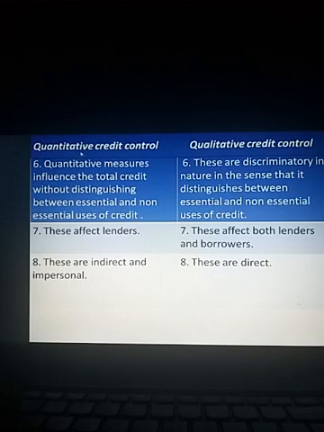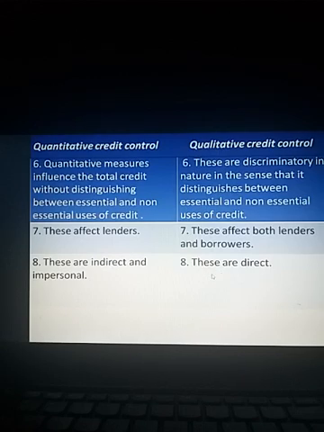Then point 7: these measures affect lenders. So quantitative measures affect only the lenders. How? When we discussed the quantitative methods, I clearly mentioned BRP, OMO, CRR, SLR, it affects the loanable funds. Therefore, it affects the banks, that is lenders. But on the other side, it affects both lenders and borrowers, in the sense that banks and the borrowers both get affected by qualitative. Come back to the last point. These are indirect and impersonal, whereas on the other side, these are direct. So in the last point, indirect, direct.